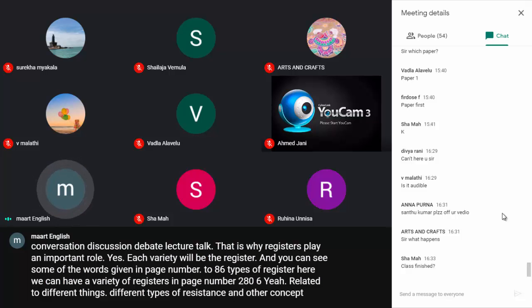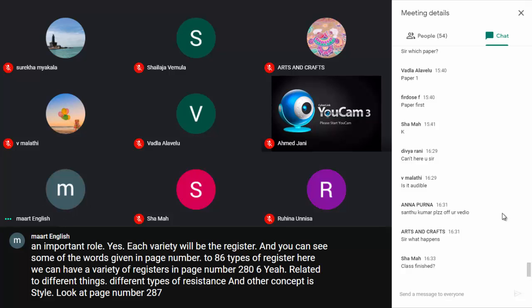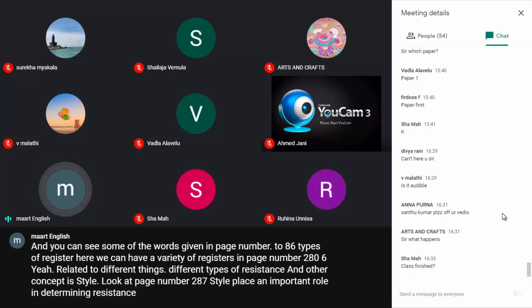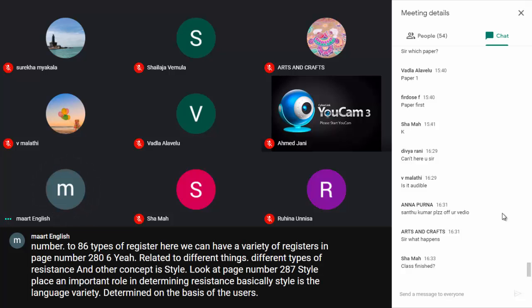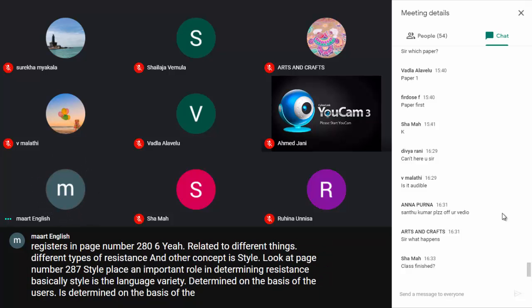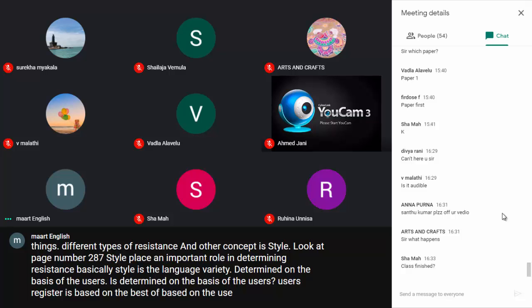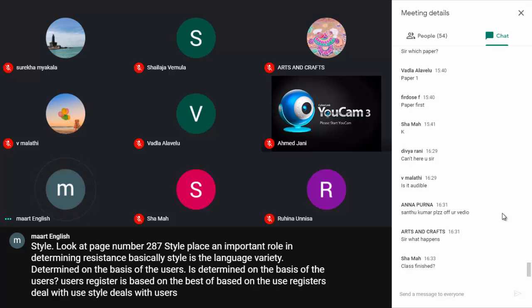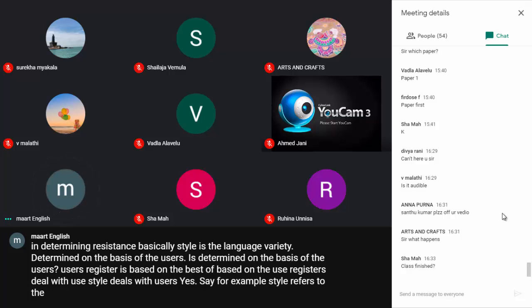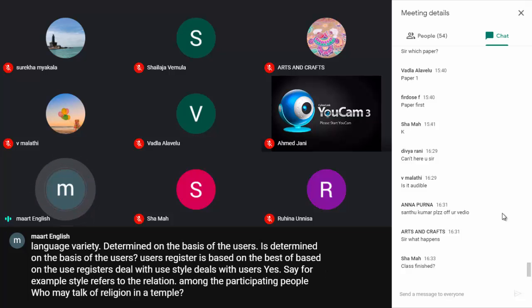Another concept is style. Look at page number 287. Style plays an important role in determining registers. Basically, style is the language variety determined on the basis of the users. Register is based on the use. Registers deal with use. Style deals with users. For example, style refers to the relation among the participating people who may talk of religion in a temple, or at a seminar with scholars, or in a restaurant with friends.